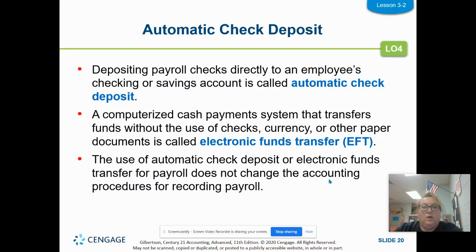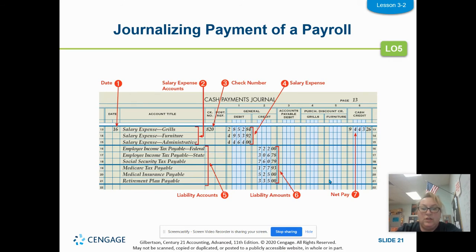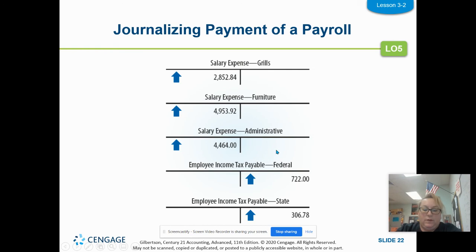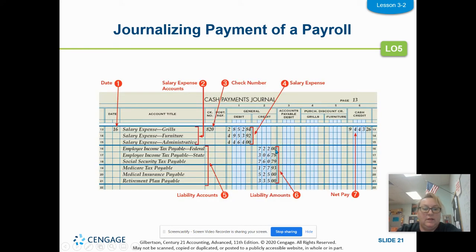Okay. So to record those transactions, this is what it's going to look like when we do our journal entries. So we have our salary expenses at the top for grills, furniture, and administrative. Those are those 3 new columns that you saw in that payroll register. And then, of course, we have our taxes and deductions here, and then our cash amount over here. Notice this is the cash payments journal, because this is how much the net pay was for the total.